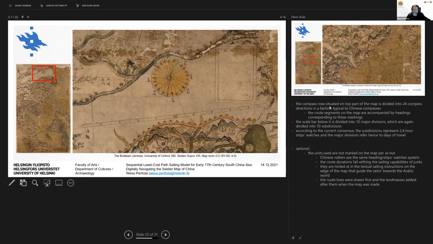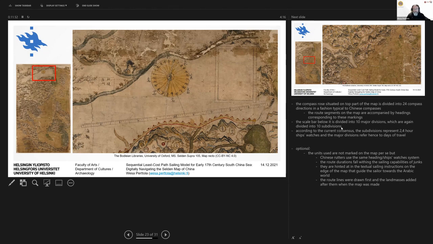The compass rose on the map is situated on the top part, and it is divided into 24 compass directions in a fashion typical to Chinese compasses. The route segments on the map are accompanied by headings corresponding to these markings.